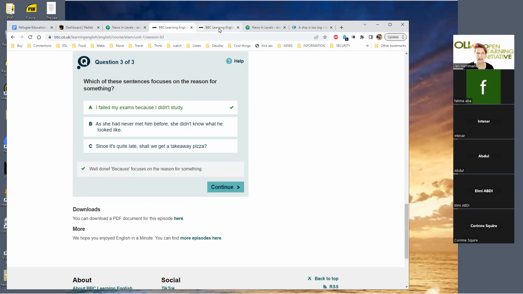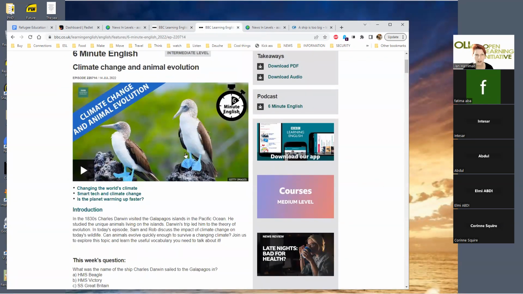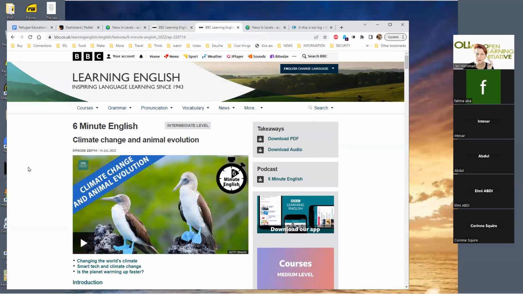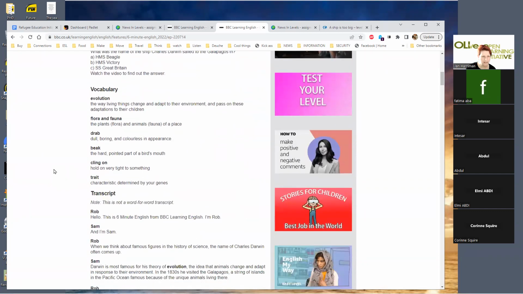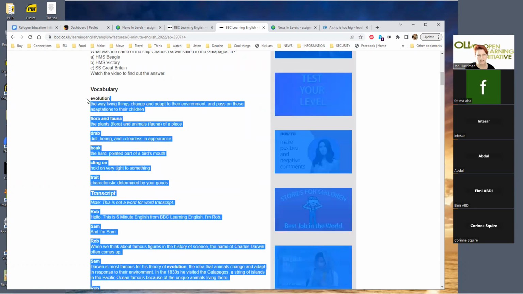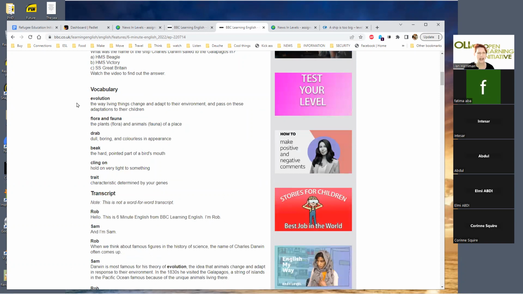Well, our 6 Minute English is going to be an article about some causes as well. So let's see if we can hear any descriptions of reasons for things and causes. If we were going to summarize this article, it is on climate change and animal evolution, so they are talking about causes and effects and reasons for things. Let's see if we can hear the language they use to describe these things. The vocabulary they're highlighting today is: evolution, flora and fauna, drab, beak, cling on, and trait.